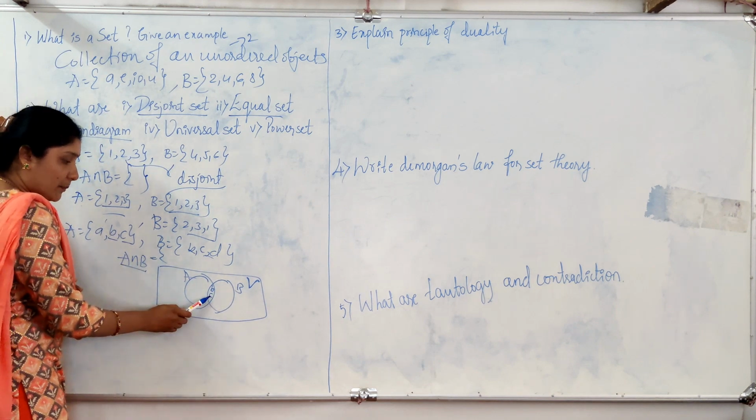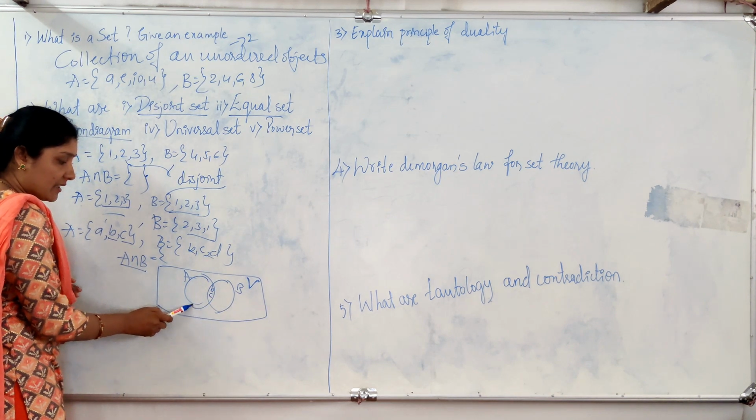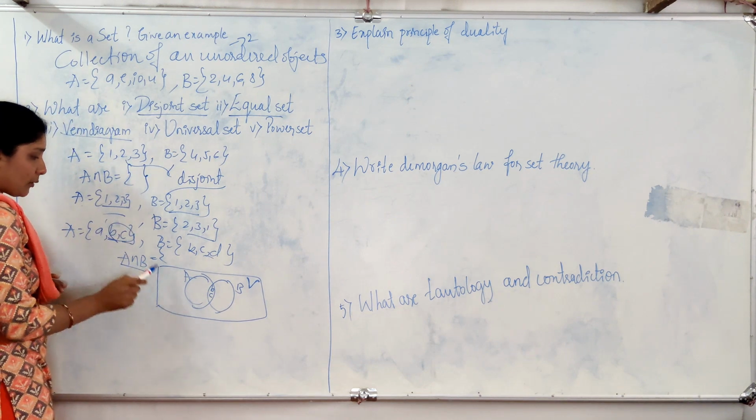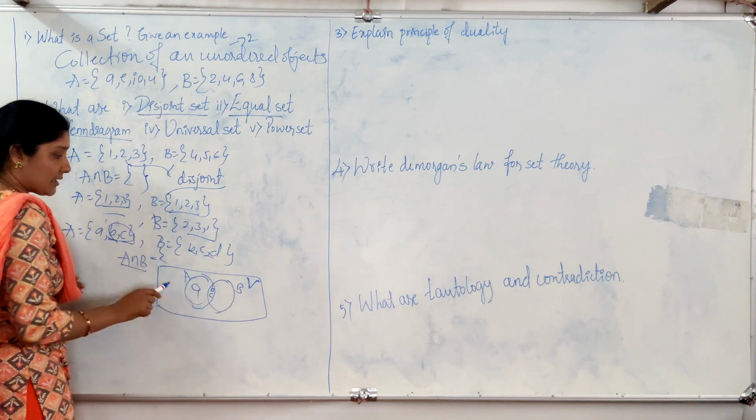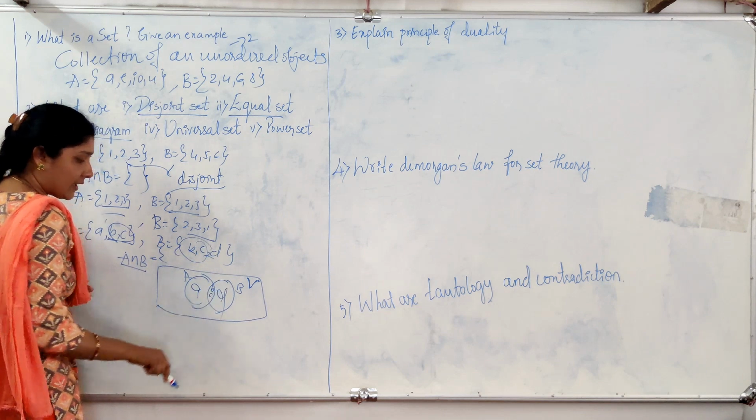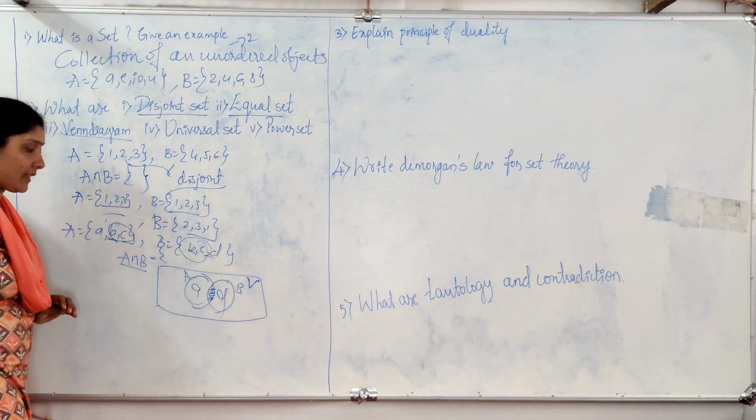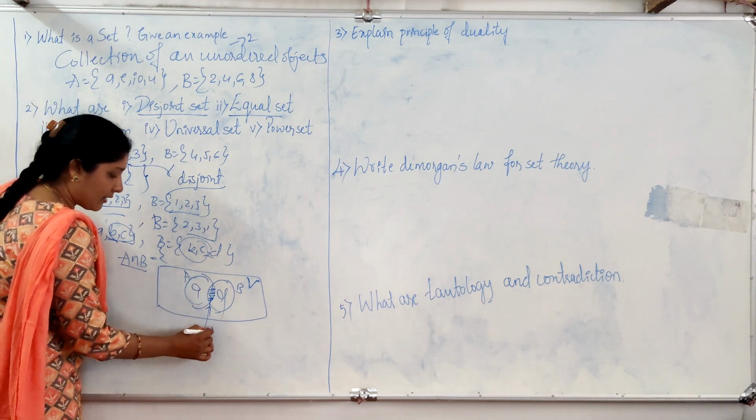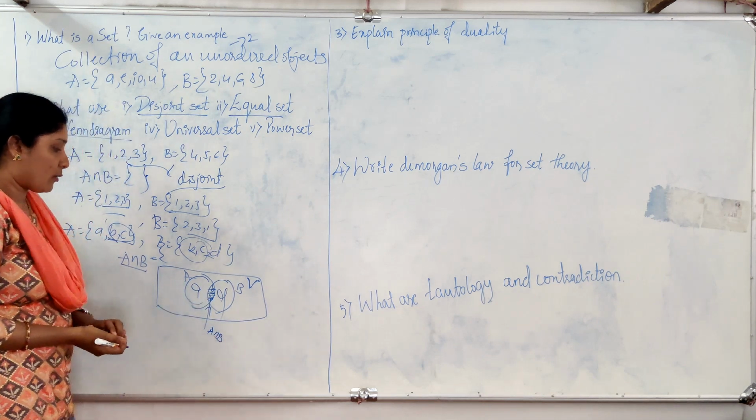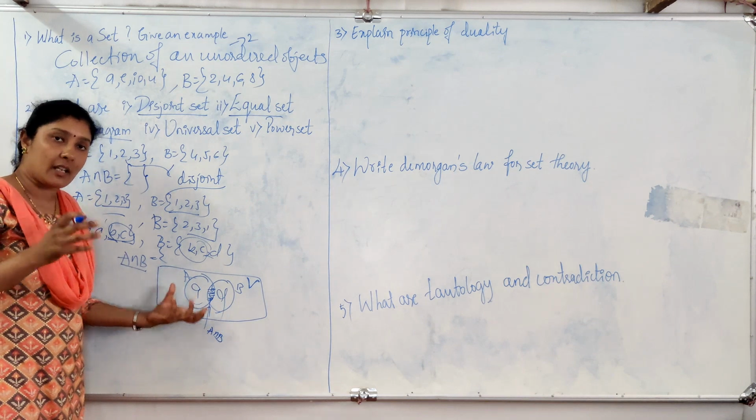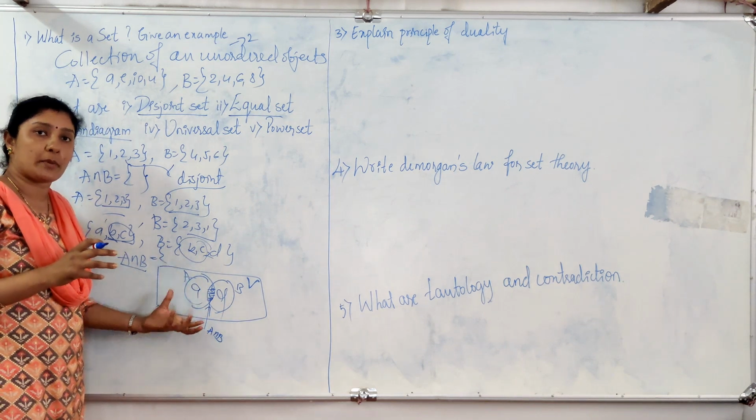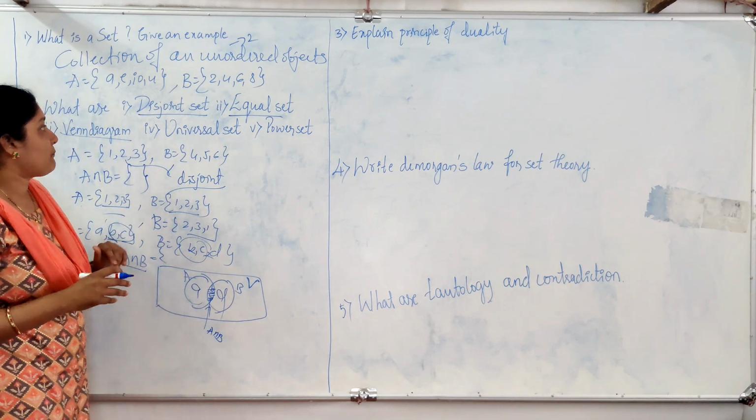Now, except BC, what are the remaining elements in A? Except BC, we are having A. Next, except BC, we are having D in B. And we need to mark this one. Okay. So this is A intersection B. So what is a Venn diagram? A Venn diagram is nothing but the graphical representation of sets.